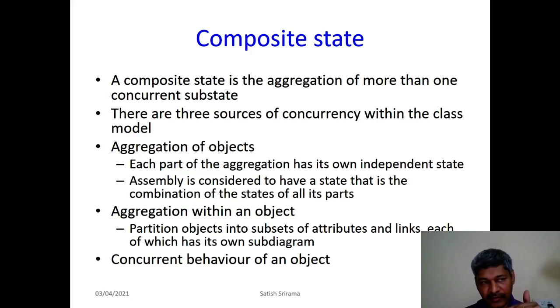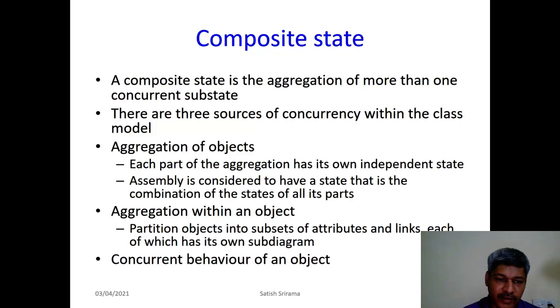That's about aggregation of the objects, and that's where the concurrency is, because each and every part has its own state and its own state diagram. That means across time they are moving across the states. Sometimes they are independent, sometimes they are restricted by other things, but that's the concurrency level we have achieved for the assembly state.